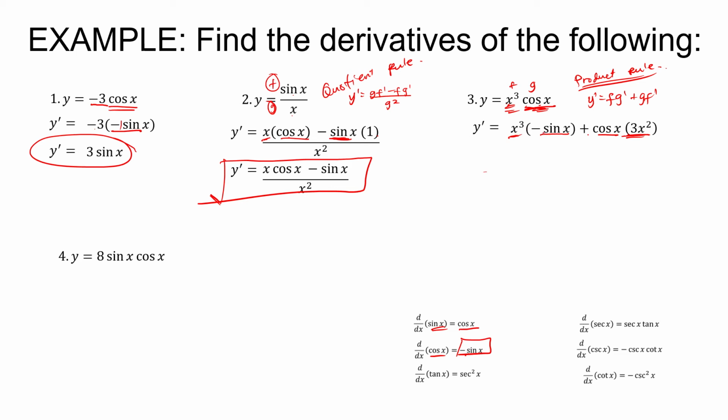So, simplify lang natin to. Negative x cube sin x. Kasi there's an invisible 1 here. So, x cube times negative 1 is negative x cube. Here, cos x times 3x squared. Remember, 3x squared is not an angle. Ang angle ng cosine dito ay x. Si 3x squared dito, siya yung multiplier. Therefore, ilalagay mo lang siya sa harap. Okay? So, it would become 3x squared cos x.